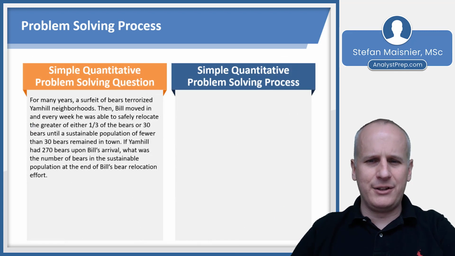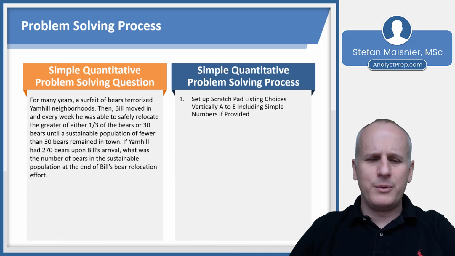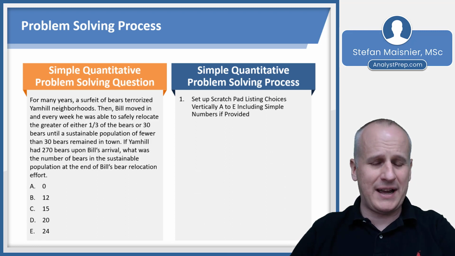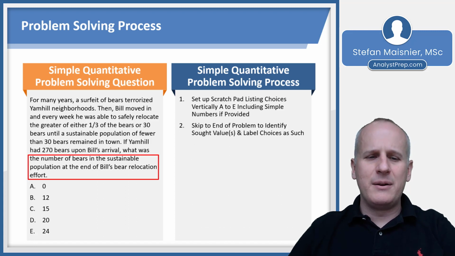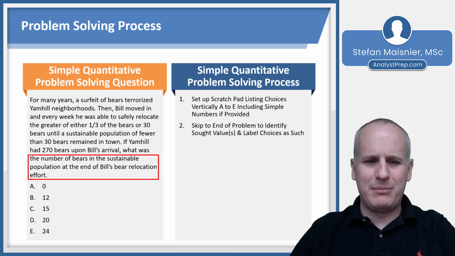Now, taking a look at an example problem-solving question, we first are going to want to set up our scratchpad, listing the choices vertically A through E, including the simple numbers if they're provided, and we'd have them here. We've got 0, 12, 15, 20, 24. Then we want to skip to the end of the problem to identify the sought value and label the choices as such. You don't want to read your paragraph, get to the end, figure out what it's asking for, and then immediately reread the paragraph.